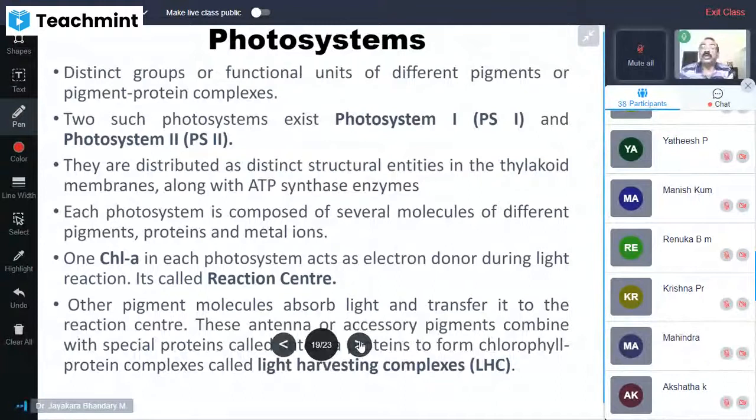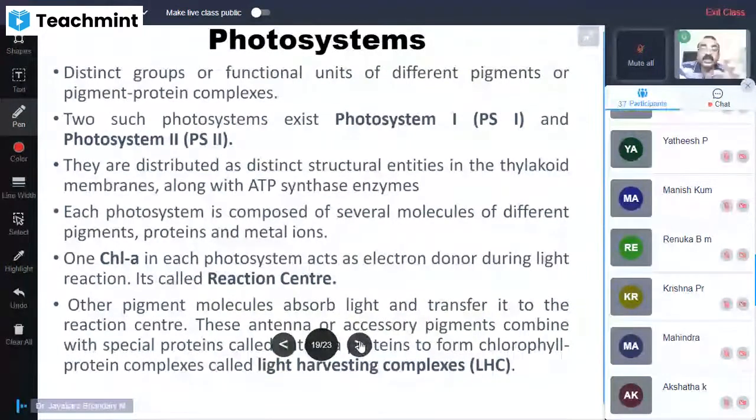Okay. So in each photosystem there is one chlorophyll A molecule in the center. It plays a very central role, and this is the molecule which takes part in light reaction directly. Surrounding that chlorophyll A molecule, there will be other pigments. So a central chlorophyll A molecule which directly takes part in light reaction is called the reaction center.